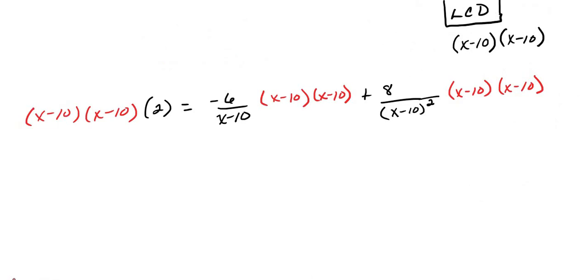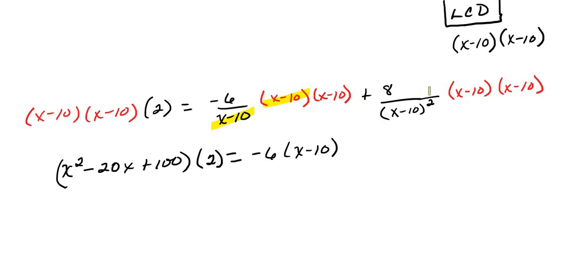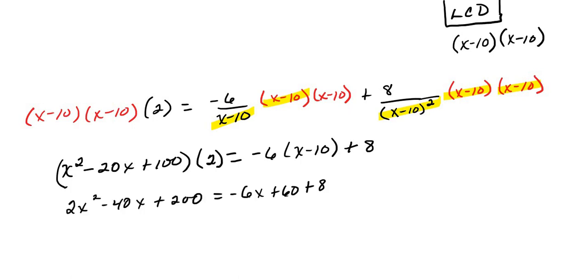Now for the left-hand side of my equal sign, there's not a fraction there for me to cancel. I'm going to go ahead and FOIL these first two terms. On the right-hand side of my equal sign, x minus 10 is going to cancel for this first part. And for my last term, the x minus 10's cancel. Now I'm going to distribute the 2 on the left-hand side of the equal sign, and on the right-hand side of the equal sign, I'm going to distribute the -6. I'm going to combine my like terms on the right-hand side.